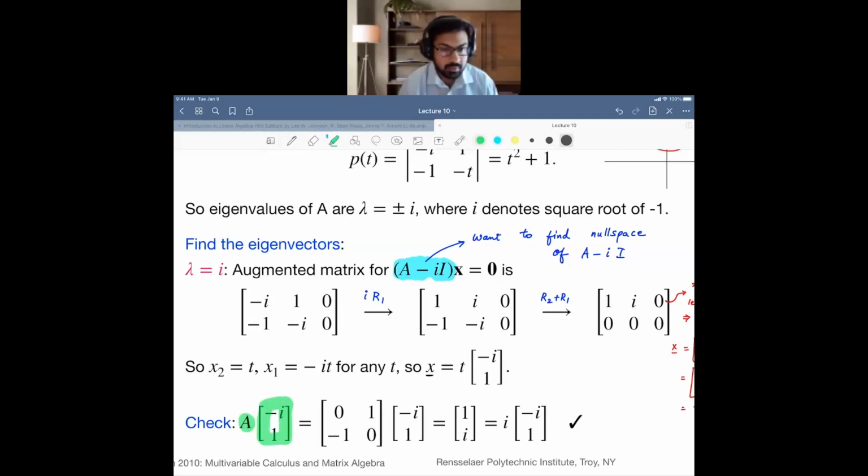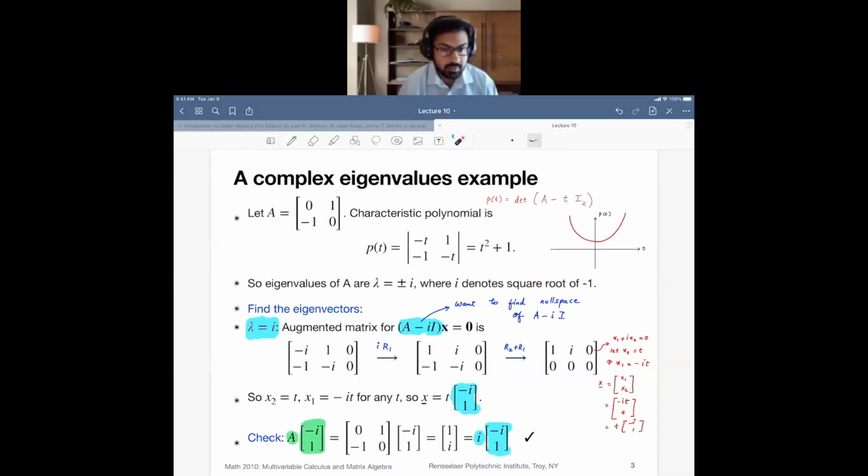Ax, you got that to be lambda right there, and the same x that you had earlier. So this satisfies, which means that your negative i and 1 is in fact the eigenvector that corresponds to lambda equals i.